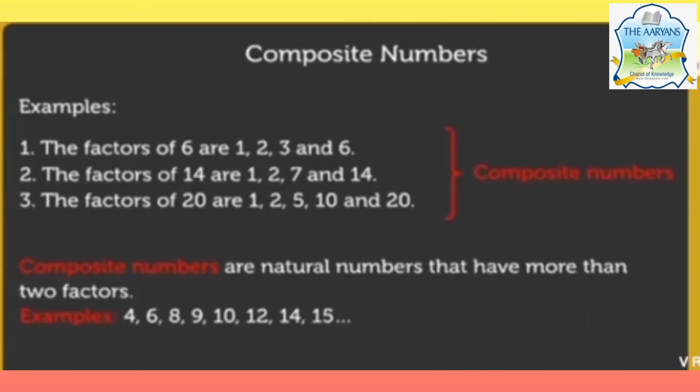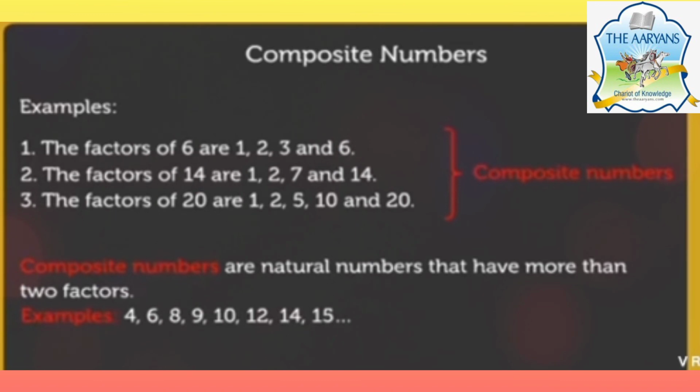Now let's talk about composite numbers. What are composite numbers? Let's take some examples. The factors of 6 are 1, 2, 3 and 6. 6 comes in whose tables? 1, 2, 3 and 6. Then the factors of 14: 14 is divisible by 1, 2, 7 and 14. Then the factors of 20 are 1, 2, 5, 10 and 20. They all are composite numbers. How can they all be composite numbers?